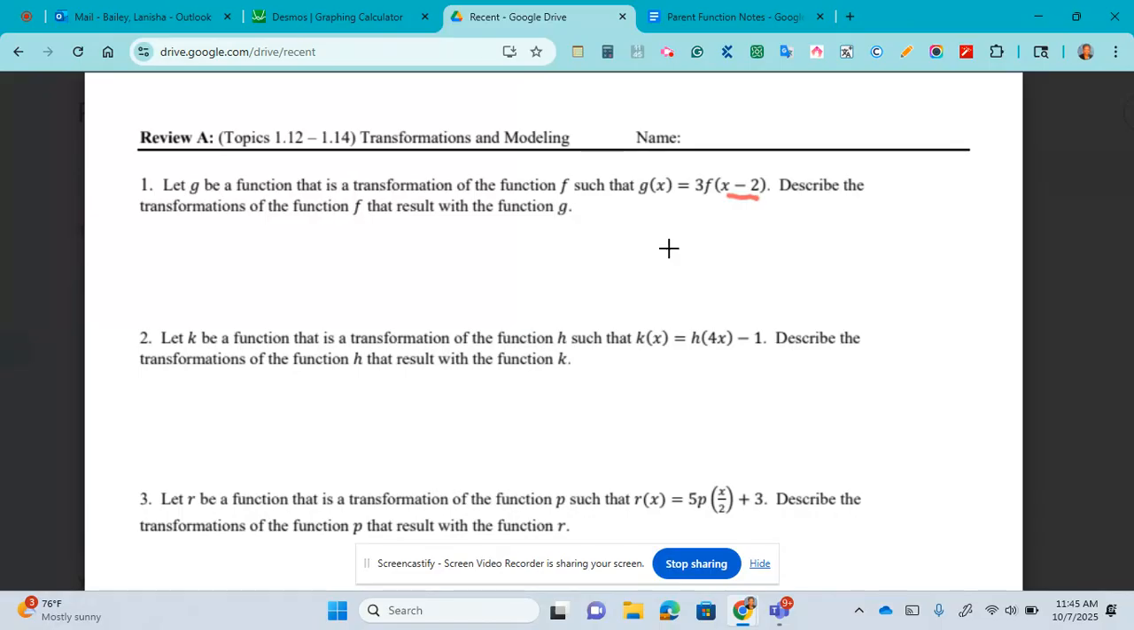Oh wait, no, I'm sorry. This is f of x transformation. So it moves, and when we talk about left and right, it is horizontal. So the function.